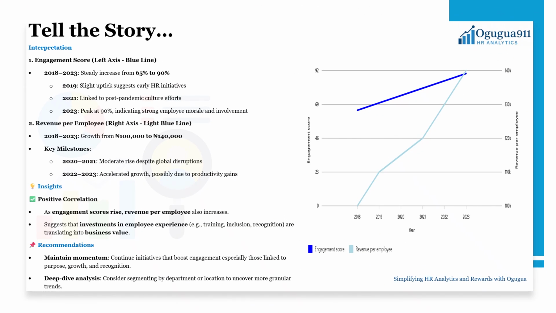Recall that on this channel, we have learned that as strategic HR partners, we shouldn't just show numbers, we shouldn't just show data sets. We should explain what changed, why it matters, and visualize appropriately. This is what transforms HR reports into strategic insights. Now, on this particular dashboard, we can see the interpretation of the engagement score and the revenue per employee. We can also see the positive correlation.